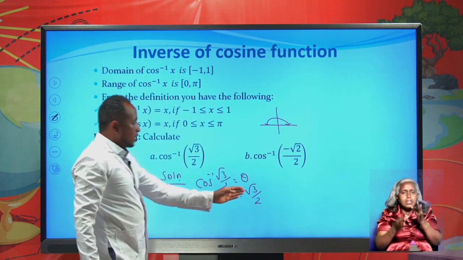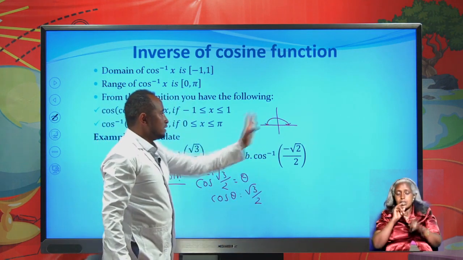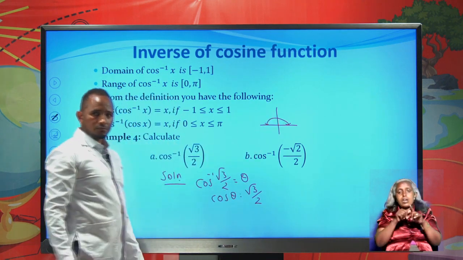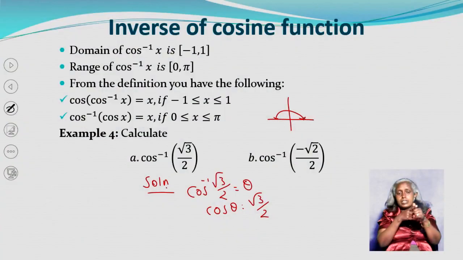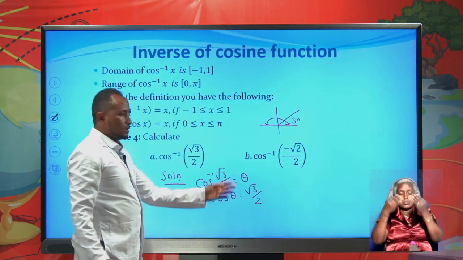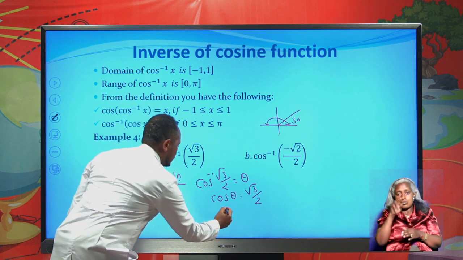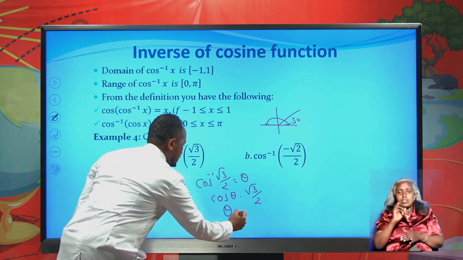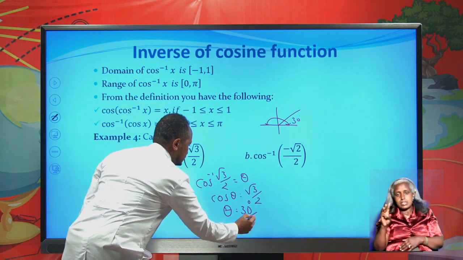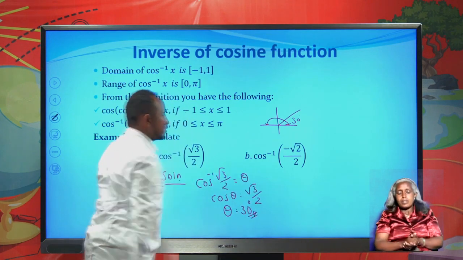If the value is negative, the angle found is in the second quadrant. If the value is positive, the angle is found in the first quadrant. Therefore, cos theta is root 3 over 2 at 30 degrees. It's a first quadrant angle, 30 degrees gives you cos theta to be root 3 over 2. Therefore, the value of theta here is 30 degrees, or pi over 6. I will leave this for you to try.